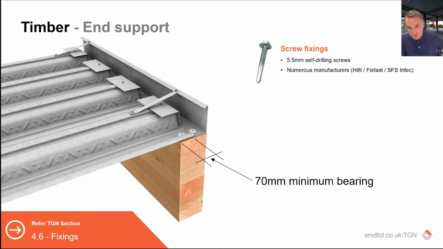Timber is screws only, 5.5mm self-drillers. Again, the bearing is 70 millimeters for similar reasons I mentioned previously, and it is a relatively standard detail, as we see whether it be concrete, masonry, or timber. The detail looks very similar because you don't have all the impacts of the composite beam scenario going on with shear studs, etc.